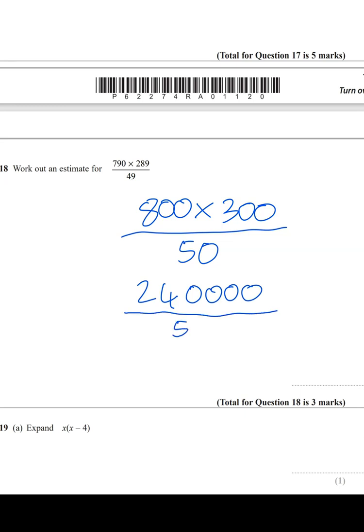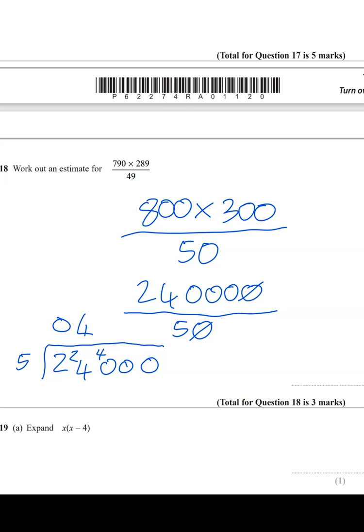Divided by 50. Okay, how are we going to do that? Well, divide by 10 to start with. And now we just need to divide this by 5. So we could do a bit of a bus stop method. How many 5s go into this? Well, 5 doesn't go into 22. But if we look at 24, it goes in 4 times, remainder 4. So 5s into 24 is 4, remainder 4. 5s into 40 is 8, and then you've got your 2 zeros. So actually, an estimation for the answer is 4,800.